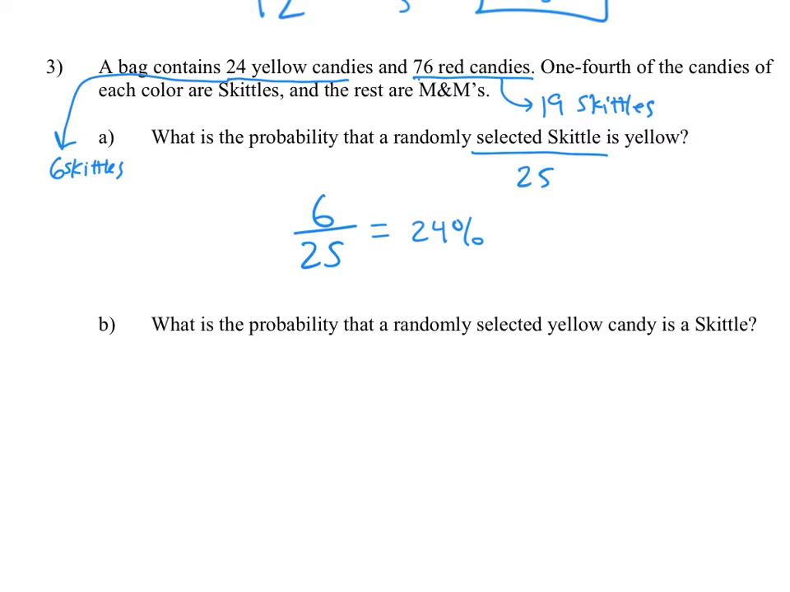Now this isn't out of the whole bag. This is saying if you selected a Skittle, what's the probability that that Skittle is yellow? Part B, what is the probability that a randomly selected yellow candy is a Skittle? So we have selected a yellow candy. There are 24 yellow candies. If we're selecting from the yellow, what's the probability that it's a Skittle? There are 6 Skittles. So that probability would be 6/24, which can reduce to 1/4, or 25%.